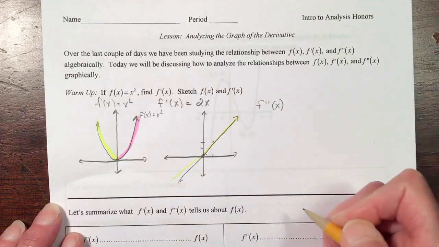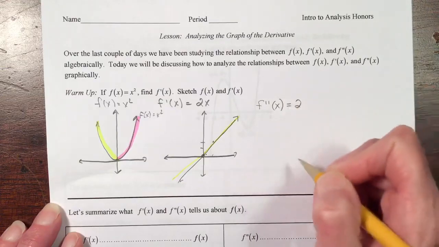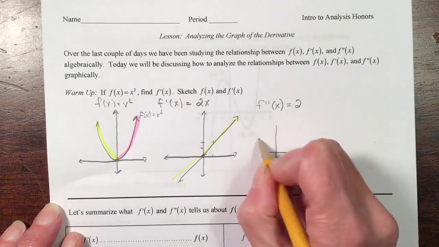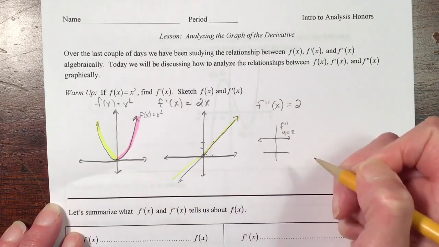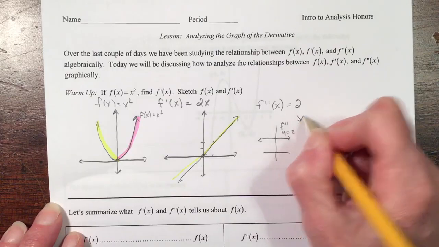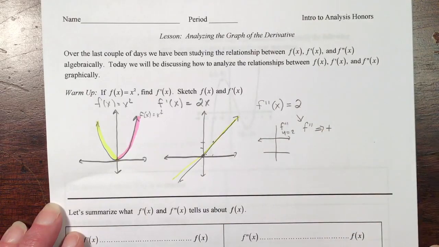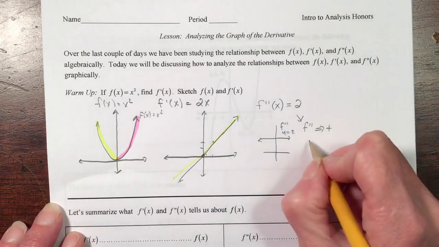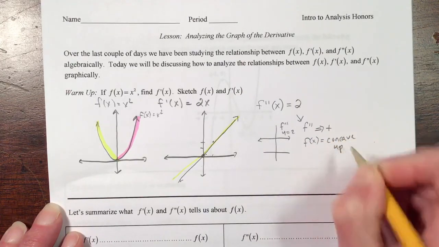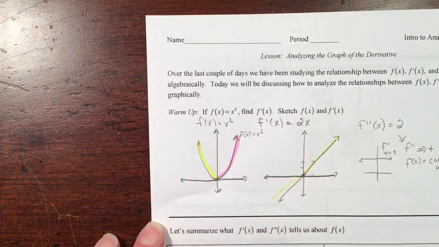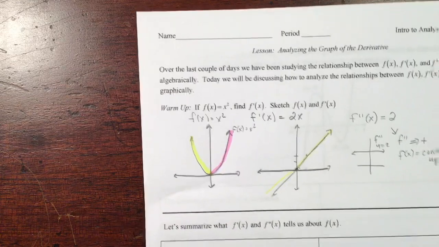Just real quickly before we move on, what if I wanted to find f double prime? F double prime of x equals 2. 2 is just a number, it's a constant. Its graph would just be that line, right? That's my second derivative. However, more importantly, what do you notice about this number? 2 is positive. So that tells me that the original function is concave up. And if we go back, our original function is concave up. So again, we're going to be connecting these concepts today as we analyze the graph of a derivative function.